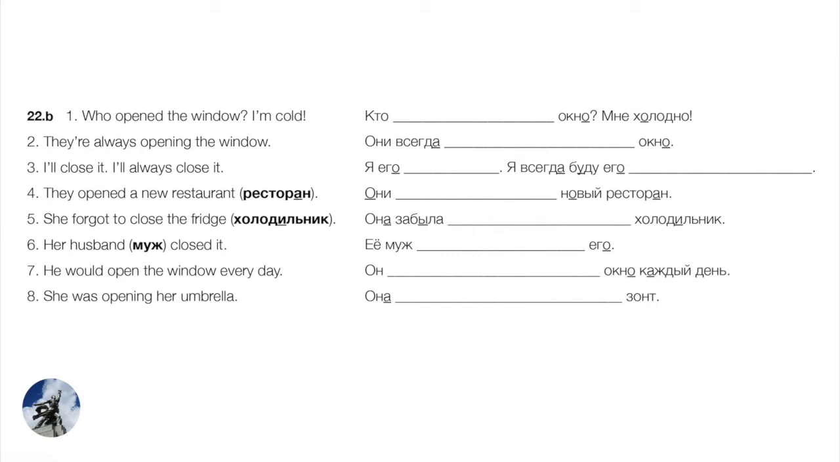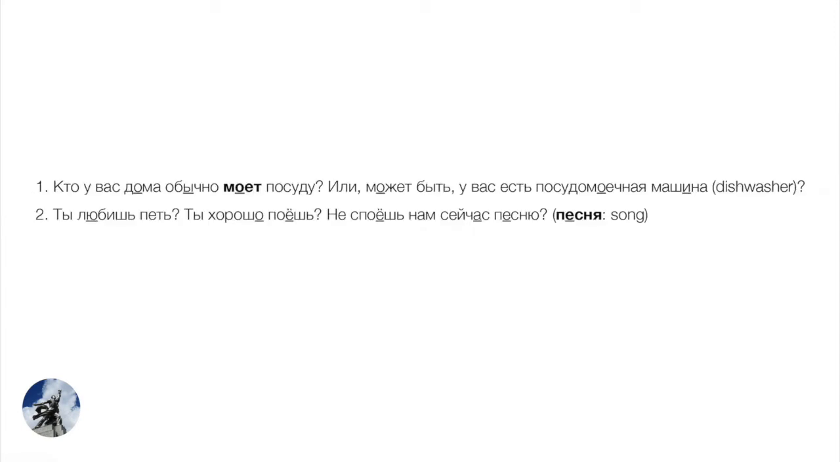Okay, here are a few questions you can try answering with these verbs. Кто у вас дома обычно моет посуду? Right, who around your house usually washes the dishes? Или, может быть, у вас есть посудомоечная машина, or maybe you have a dishwasher.